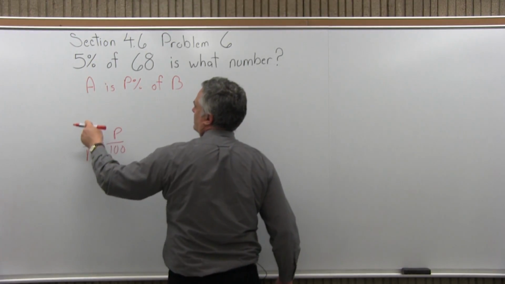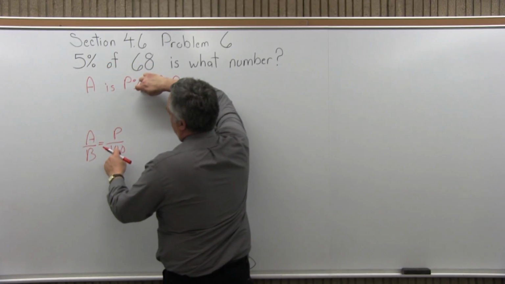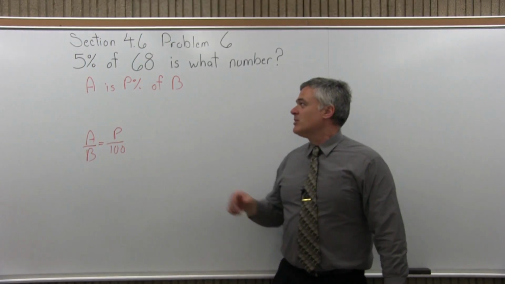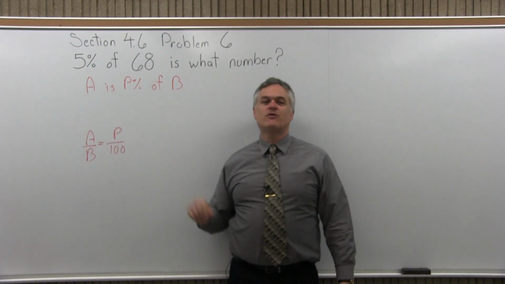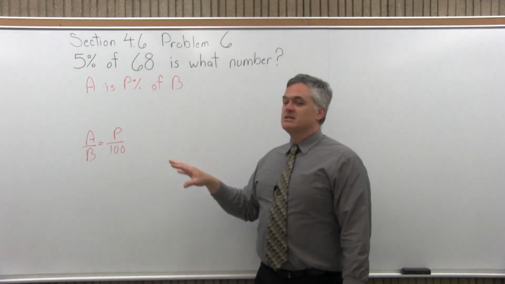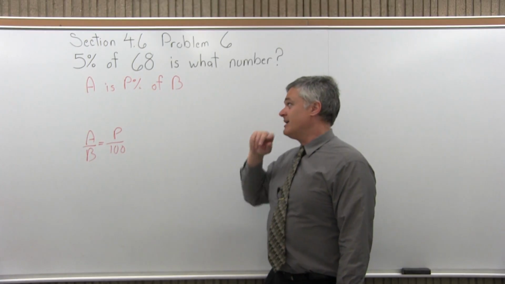So really you go in a circle. A is P percent of B. Now this particular problem isn't set up that way. The percent comes first. It's not A is P% of B. So to use this system, we have to rewrite the problem, or at least reorganize it in our head.